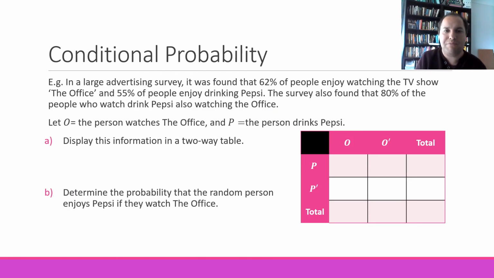All right, so in this problem now, we've got a large advertising survey, and it was found that 62% of people enjoy watching the TV show The Office. We're also told that 55% of people enjoy drinking Pepsi. Now, the survey also found that 80% of the people who drink Pepsi also enjoy watching The Office. Now, we've got O being a person watches The Office, and P, the person drinks Pepsi or enjoys drinking Pepsi.